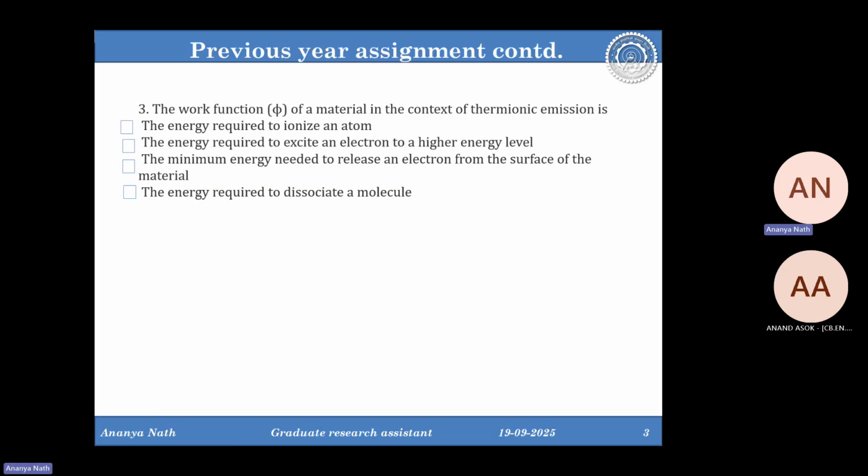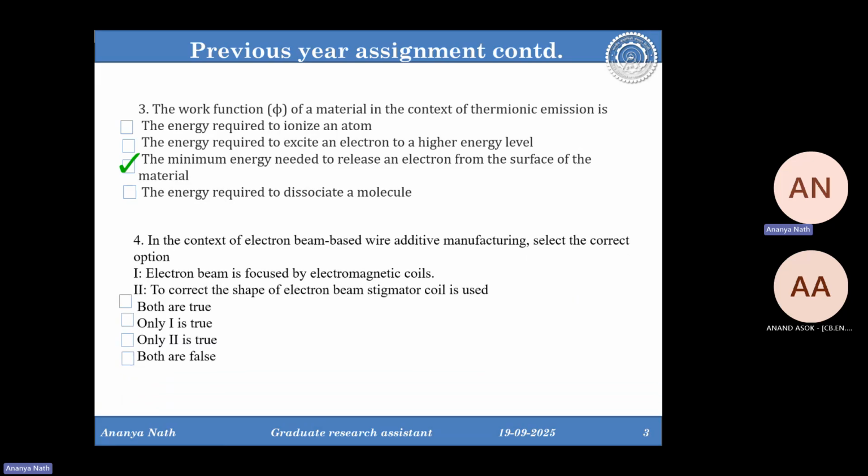So the work function of a material, in the context of thermionic emission, is the minimum energy needed to release an electron from the surface of the material. In the context of EBW wire AM, the first option is that the electron beam is focused by electromagnetic coils. Second, to correct the shape of the electron beam, a stigmator coil is used.